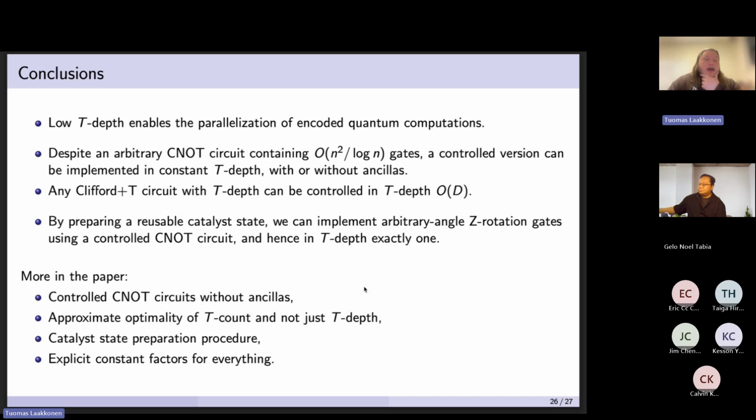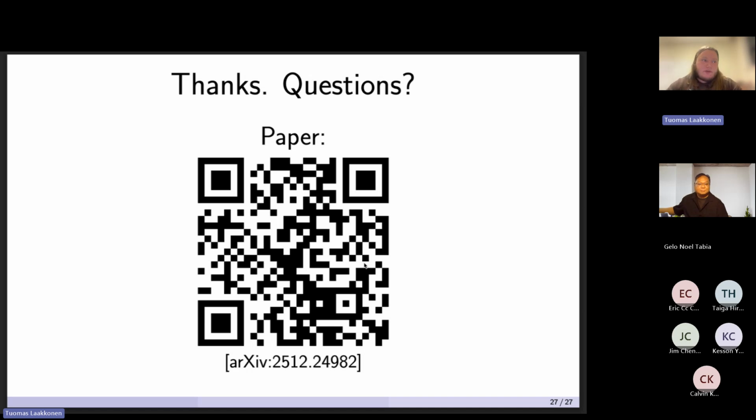We also discuss how to prepare the catalyst states, and explicit constant factors. As I said, there is more optimization to be done, but at least we have the asymptotics. And that's all I had for you. So thanks, and if you have any questions, feel free to ask.